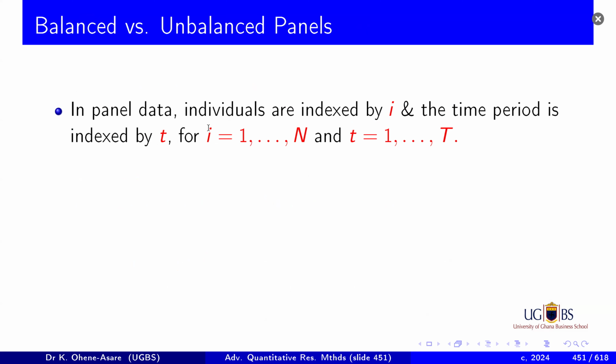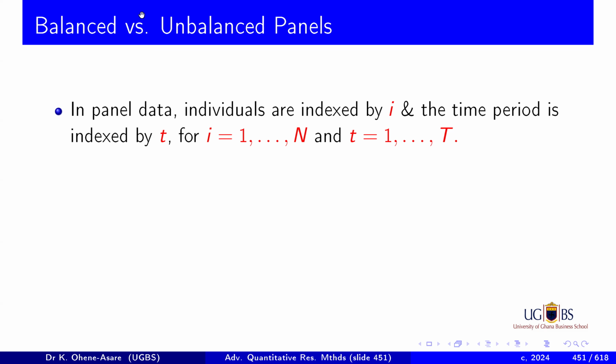Now, this panel data, because they are actually very powerful, because they are very useful, what we are going to do is to understand them very well. One of the panel data set can be balanced, another can be unbalanced. Who can tell me the difference between the balanced and unbalanced panel?